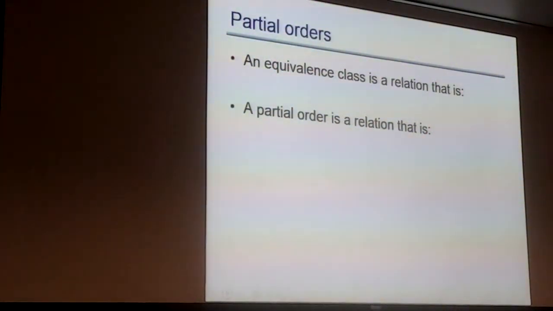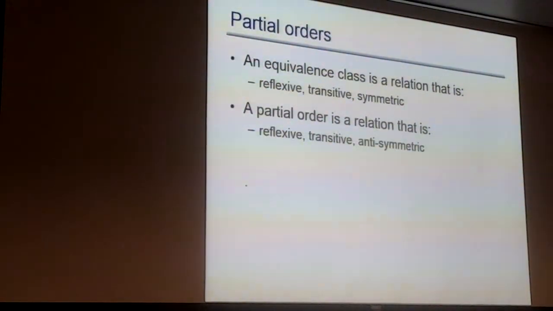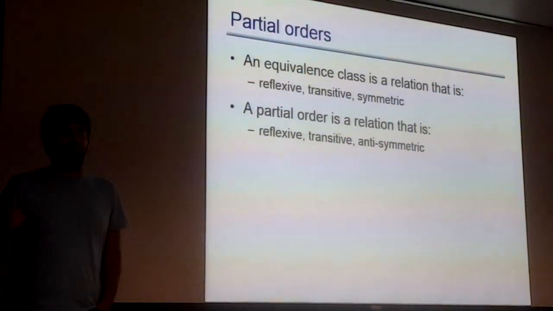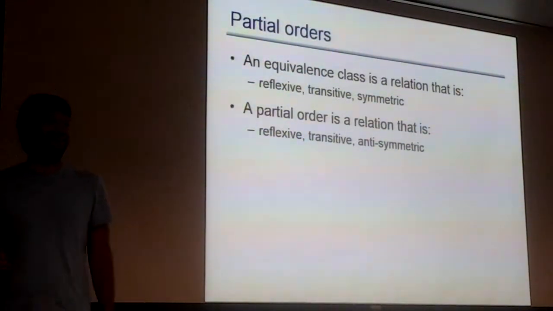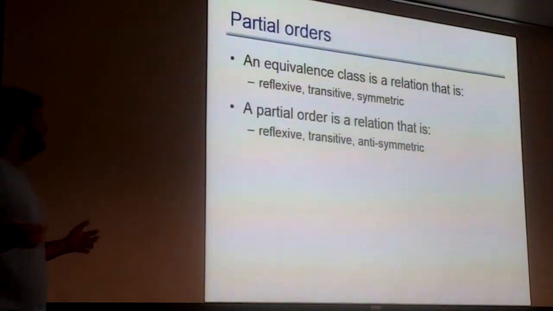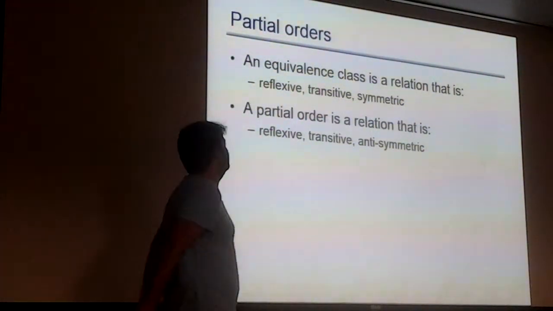What's an equivalence relation? It is a relation that has three properties: reflexive, transitive, and symmetric. What's an example of that? Equals. Equals is reflexive: 5 is equal to 5. Transitive: if A is equal to B and B is equal to C, then A is equal to C. And it's symmetric.